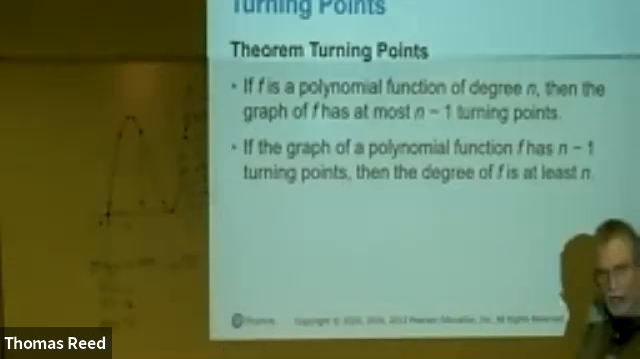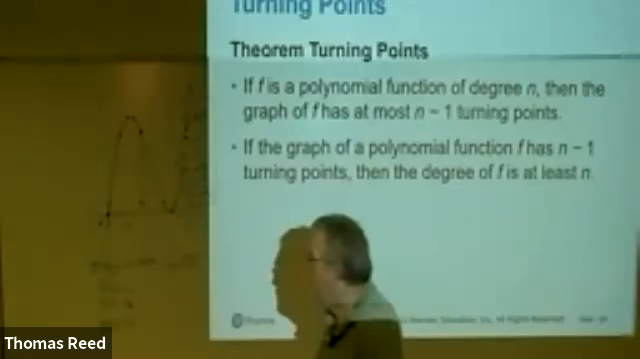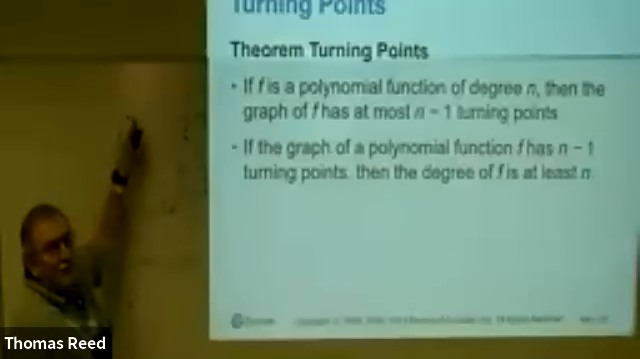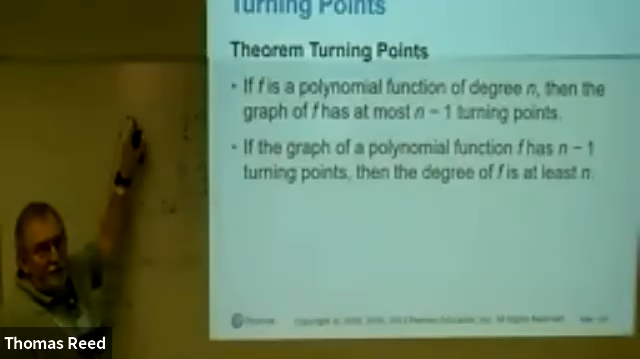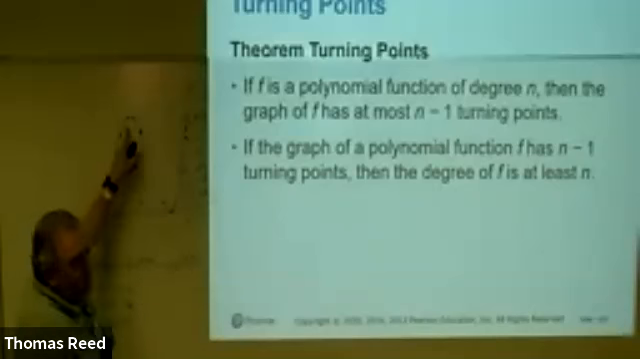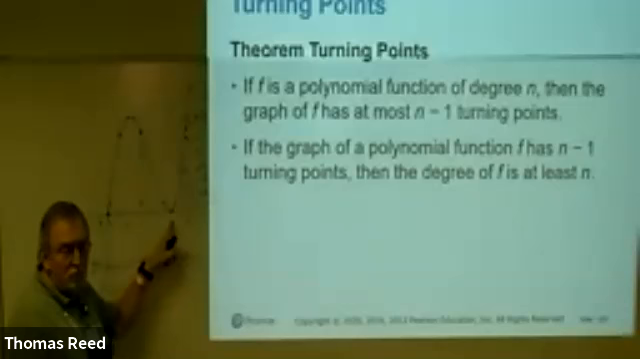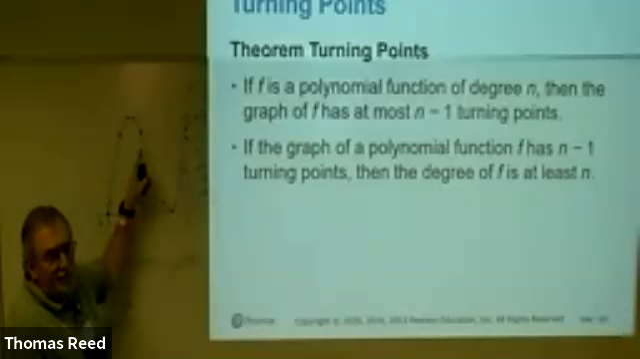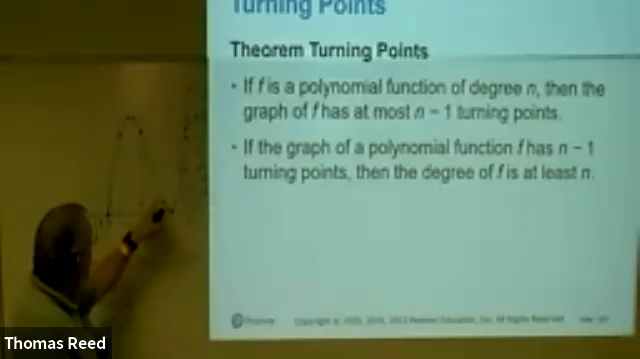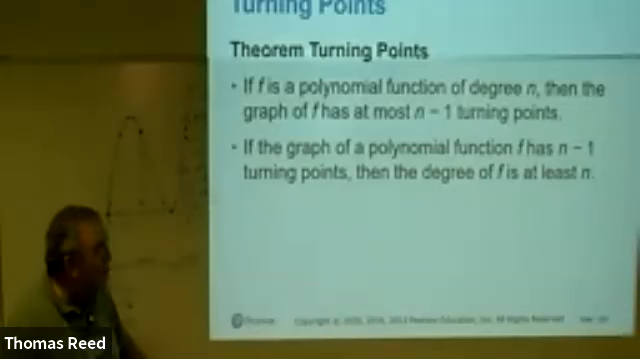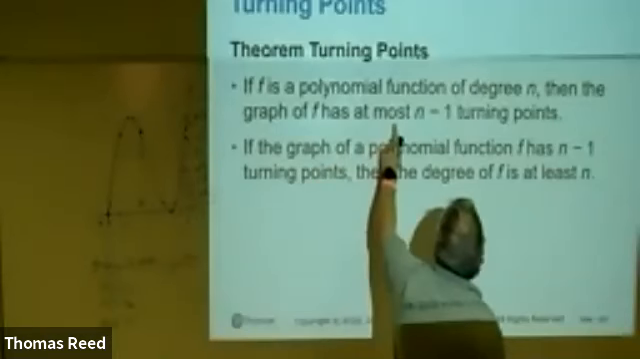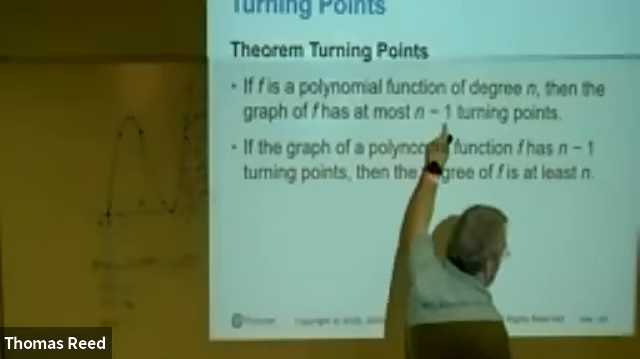What do they mean by a turning point, you might ask? Here's a turning point. At a local maximum, we have a turning point. At a local minimum, we have a turning point. How many turning points? 2. What's the degree of this function? 3. What's 3 minus 1? 2. Oh, 2 turning points. The maximum number of turning points it can have is n-1.